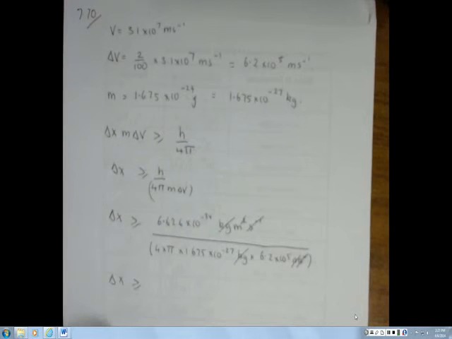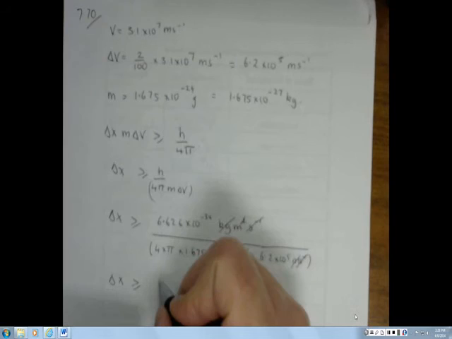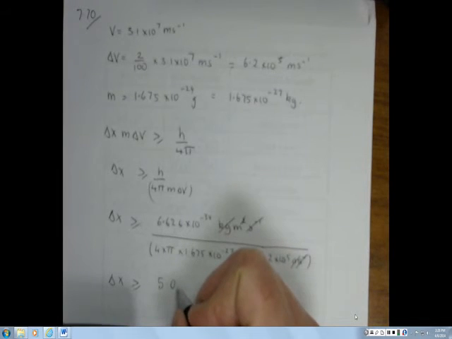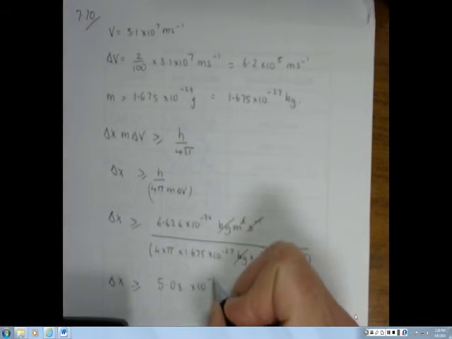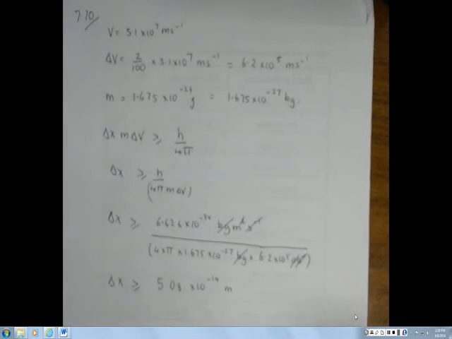Delta X is greater or equal to, let's put it in the calculator, 6.626, second function e to the minus 34, divide, very important, put the parentheses when we've got more than one thing on the bottom line there. 4 pi times 1.675, second function e to the minus 27, times 6.2, second function e to the 5, close the parentheses, and 5.08 times 10 to the minus 14 meters.